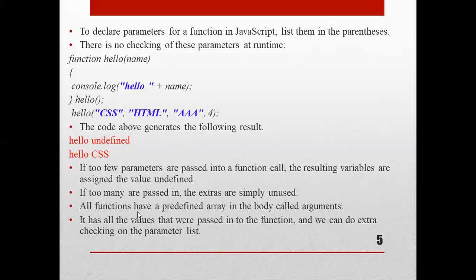All functions have a predefined array in the body called arguments. These are the arguments. It has all the values that were passed into the function, and we can do extra checking on the parameter list. Here extra parameters were passed in to that function. Here we have seen the function with no parameter and with parameter.